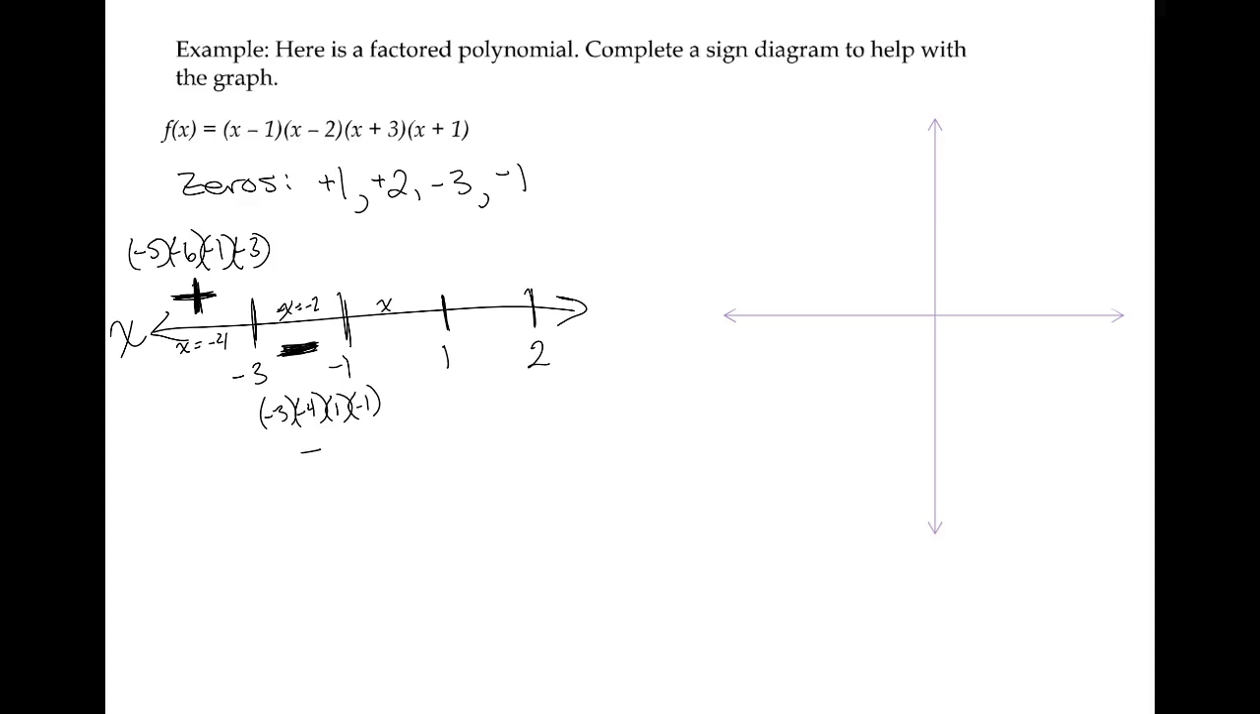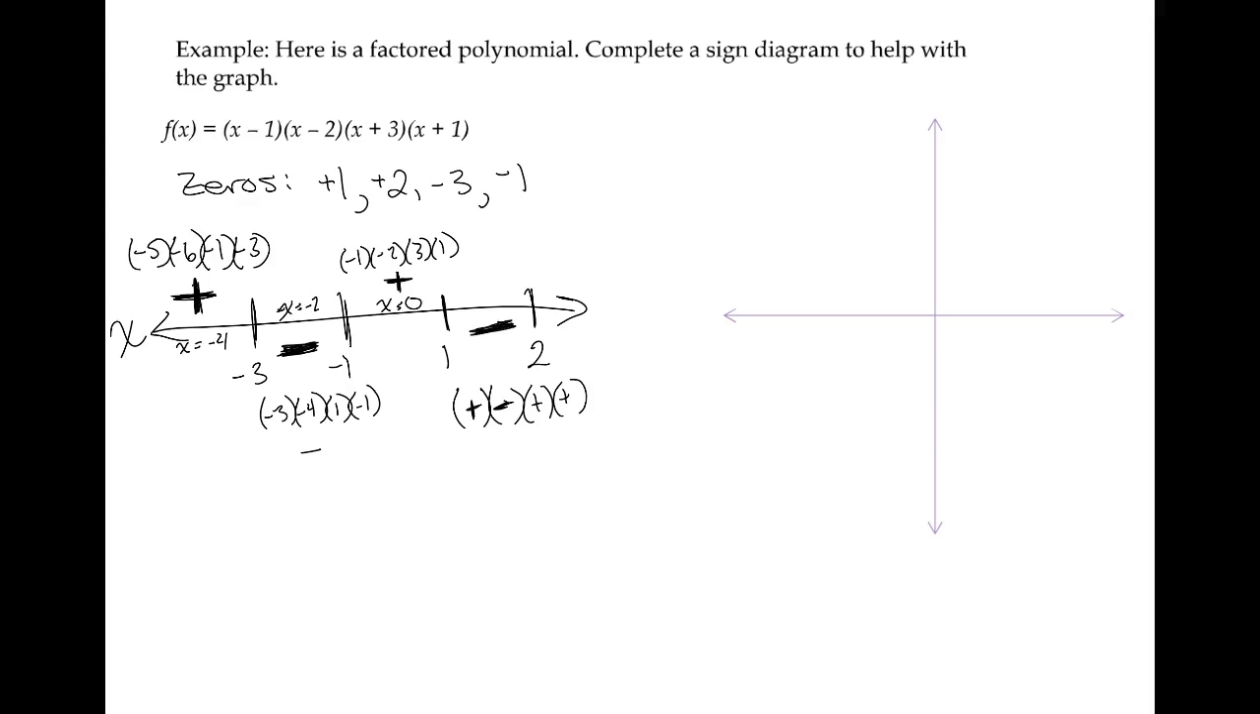Over here I can use x equals 0. So that would be negative 1 times negative 2 times 3 times 1. That gives me a positive value. So I'd expect to be above the x-axis. And finally in here, like 1.5 doesn't give us the nicest numbers, but 1.5 minus 1 would still be positive. 1.5 minus 2 would be negative. 1.5 plus 3 would be positive. 1.5 plus 1 would be positive. So overall, I would expect this to have a negative result.